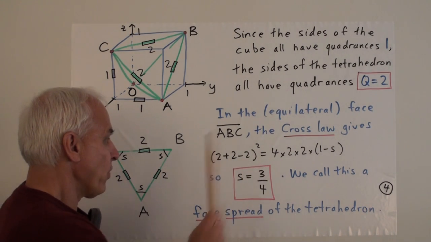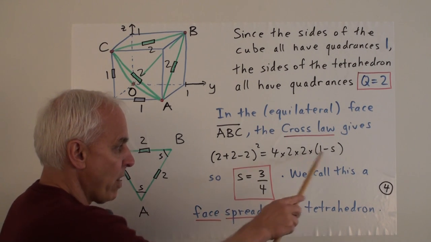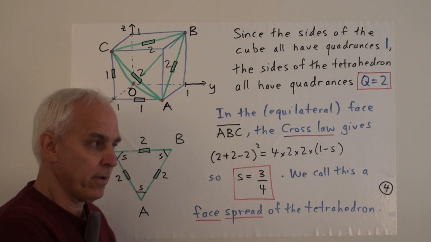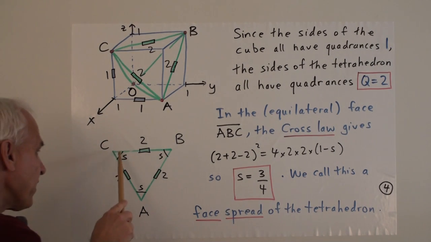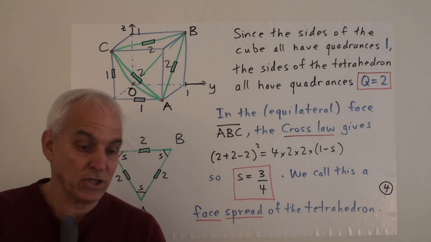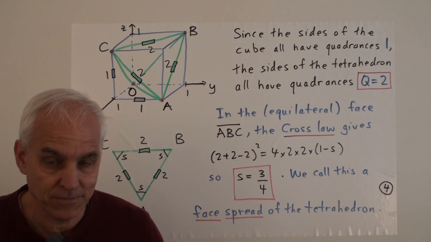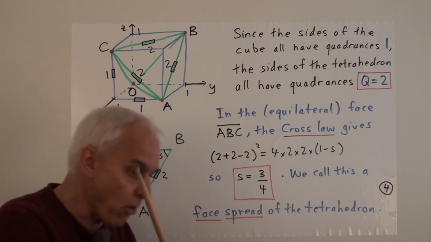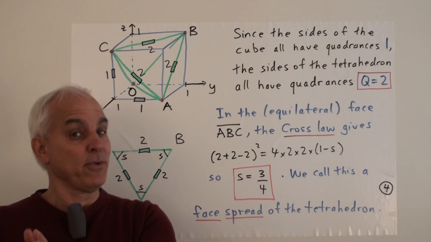Over here we have 2 squared, which is 4. That 4 will cancel with that 4 there. So we'll get 1 - S = 1/4, and so S = 3/4. And so the spread here, the common spread in this equilateral triangle, is 3/4, which is just the rational analog of 60 degrees. In rational trigonometry, 3/4 plays the role of 60 degrees, or pi by 3.